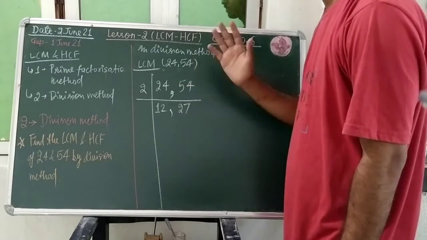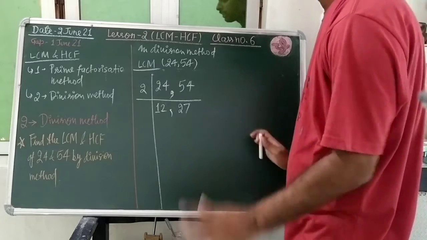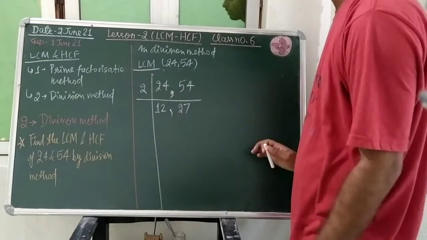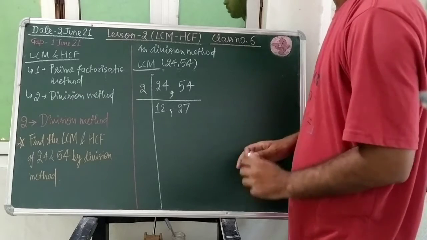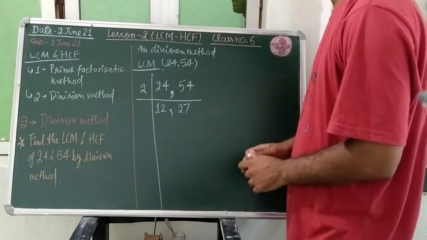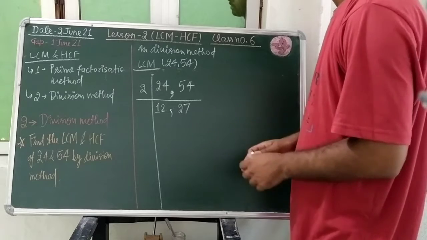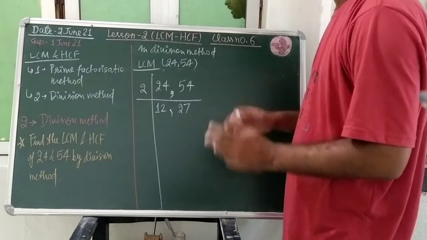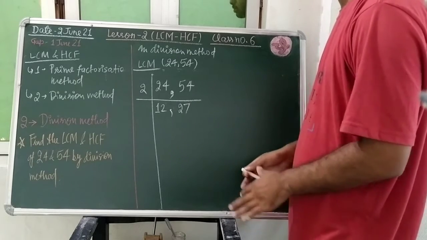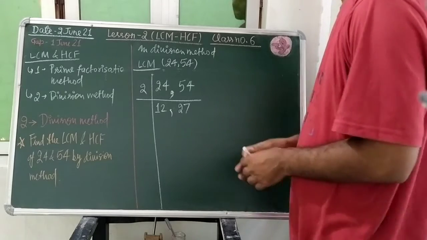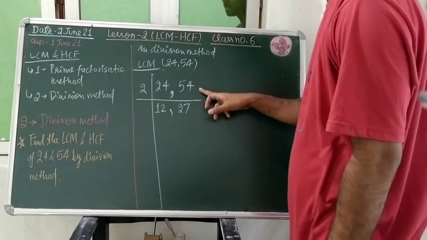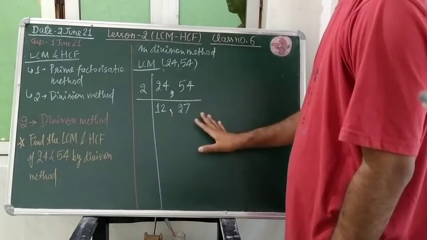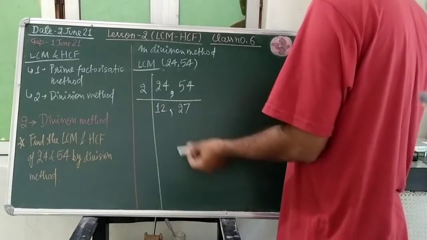But in the case of the prime factorization method, separately, individually, we will find the prime factors and write them in terms of powers. We apply the rule for the LCM: common numbers with the highest power, with the multiply operator. For the HCF: common numbers with the least power, with the multiply operator. So in the case of the division method, we shall select all the numbers and apply this rule, which is similar to the prime factorization method.